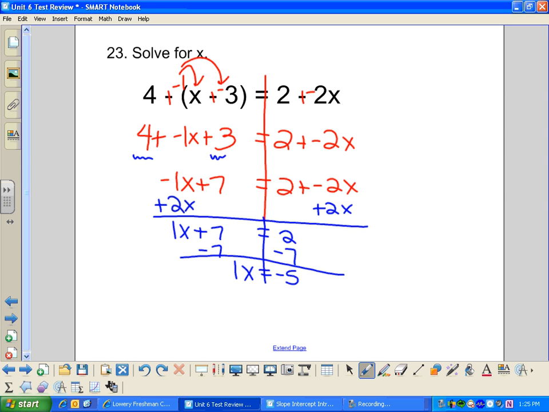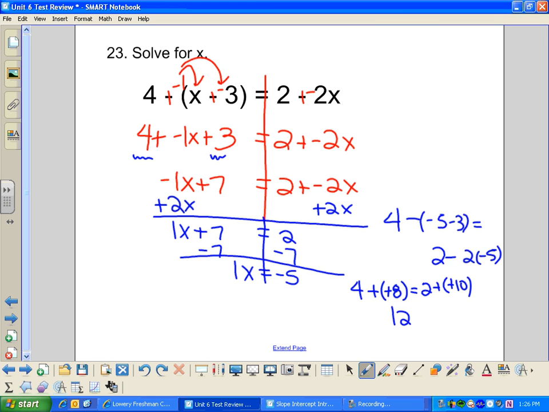Let's check and see if that works out. 4 minus negative 5 minus 3 should be equal to 2 minus 2 times negative 5. Wow, it's a lot of stuff. Okay, so I've got 4 minus negative 5 minus 3 is 6 equals 2 minus 2 times negative 5 is 12. Checks out.